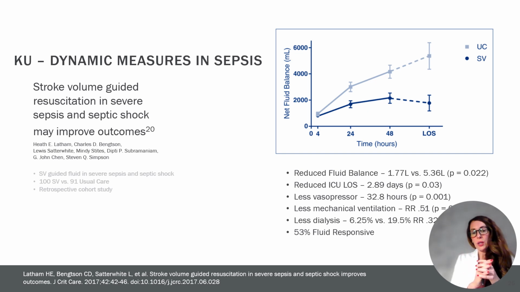In the stroke volume guided group, on average, the fluid balance was 1.77 liters. In the usual care group, it was 5.36. So there was a reduced fluid balance overall in the stroke volume guided group. There was a 2.89 length of stay difference, essentially a 3-day less stay for the stroke volume guided group. So it reduced ICU length of stay to get dynamic assessments.